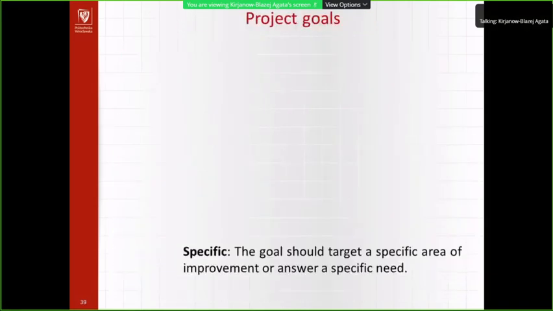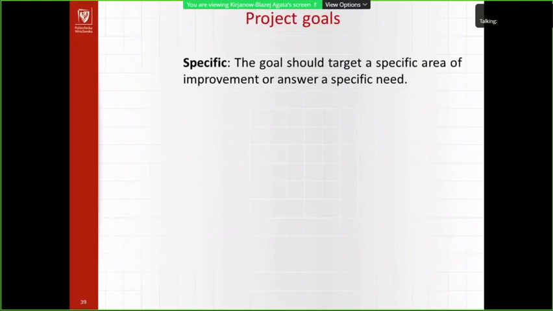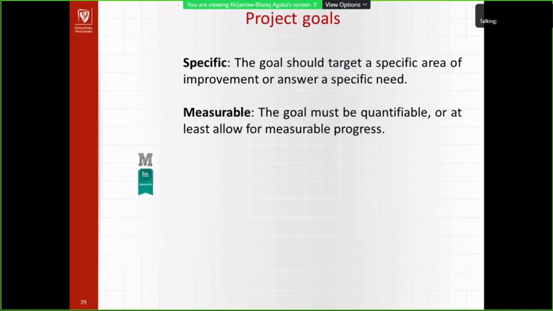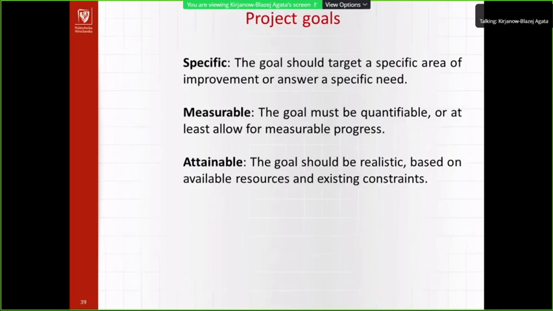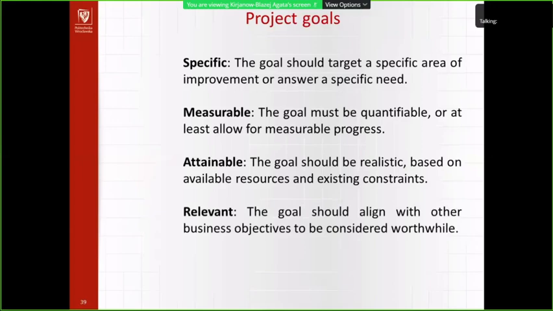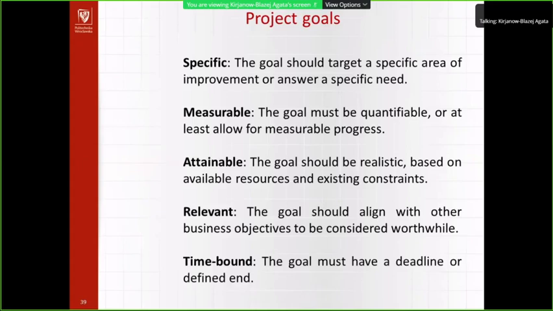Specific: the goal should target a specific area of improvement or answer a specific need. Measurable: the goal must be quantifiable or at least allow measurable progress. Attainable: the goal should be realistic based on available resources and existing constraints. Relevant: the goal should align with other business objectives to be considered worthwhile. And time-bound: the goal must have a deadline or defined end.